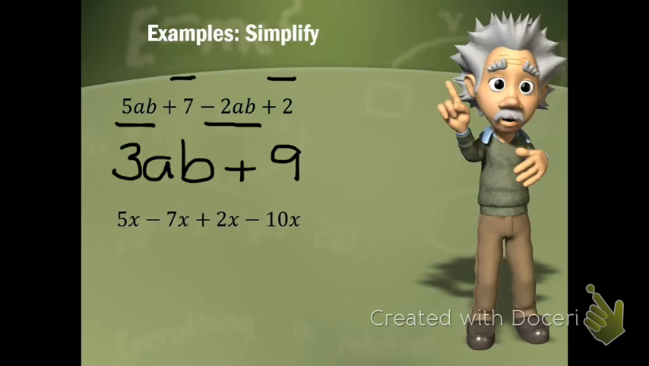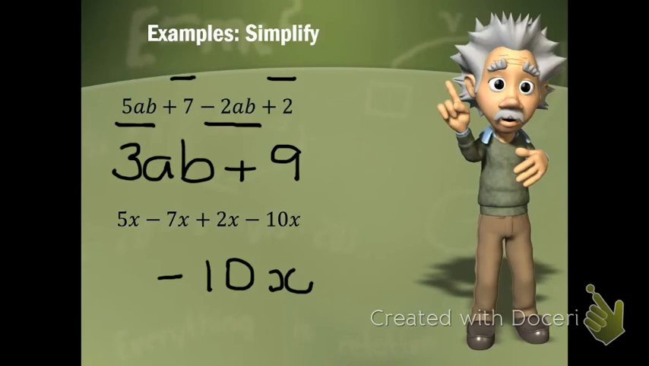So if I've got 5 lots of x and I take 7 lots of x away, I have negative 2 lots of x. And then I add another 2 lots of x, that brings me back to 0. Then I take 10x away, so my answer ends up being minus 10x.